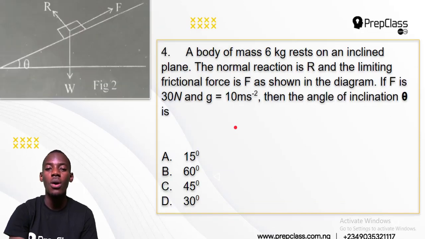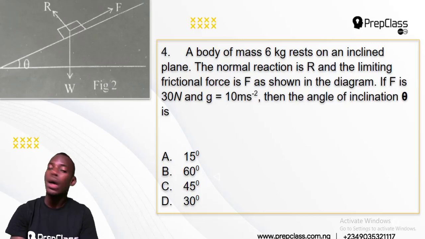Let's check out number 4. Number 4 says a body of mass 6 kg rests on an inclined plane. The normal reaction is R, and the limiting frictional force is F as shown in the diagram. If F is 30 Newton and g, the acceleration due to gravity, is 10 meters per second squared, then what is the angle of inclination?